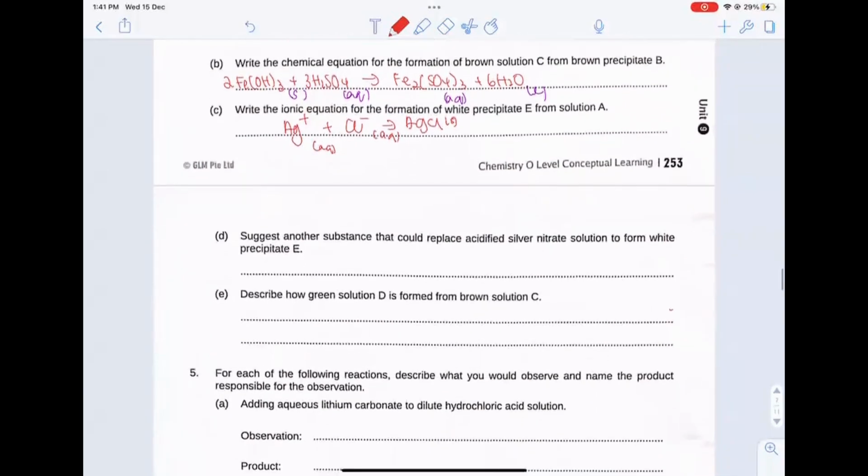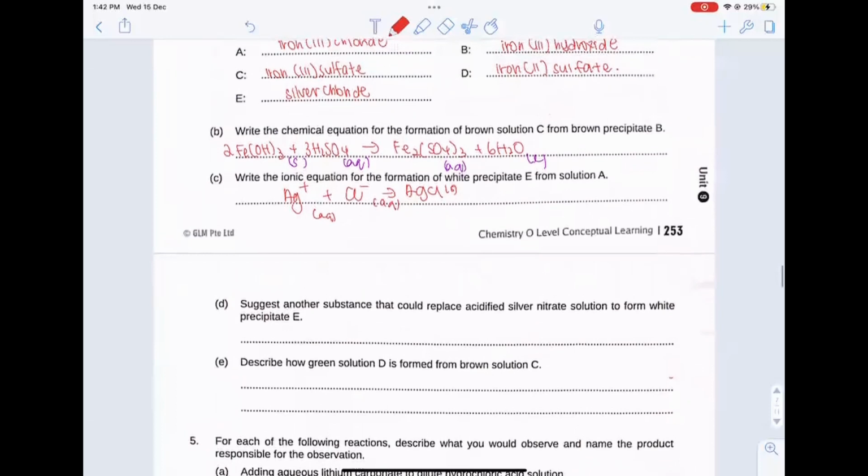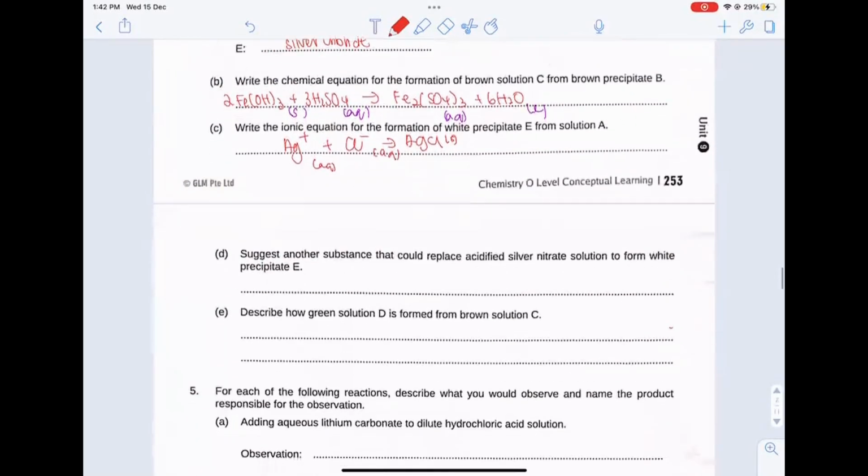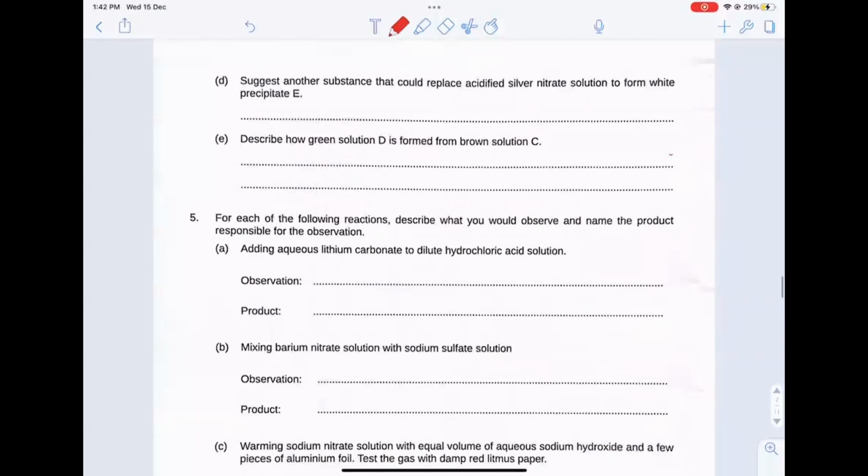Part D suggests another substance that could replace acidified silver nitrate solution to form white precipitate E. Just now we've talked about this when we were going through. Another thing that can replace acidified silver nitrate to form silver chloride will be lead(II) nitrate. So lead(II) nitrate.